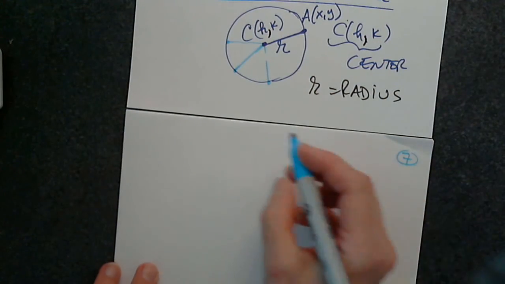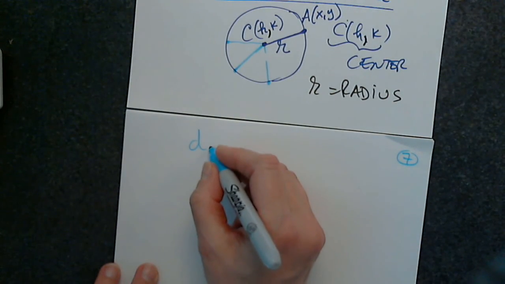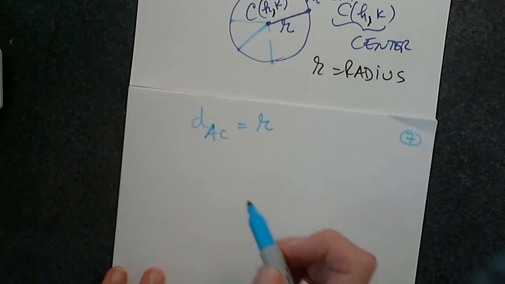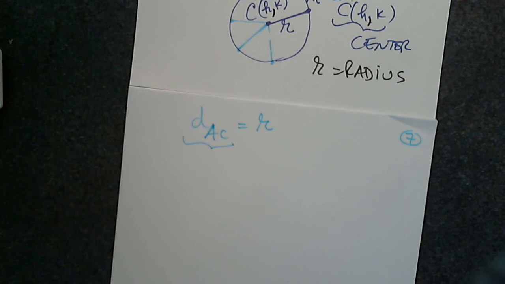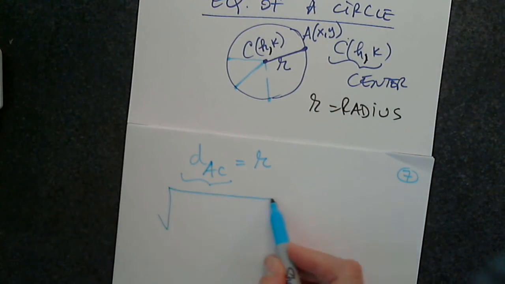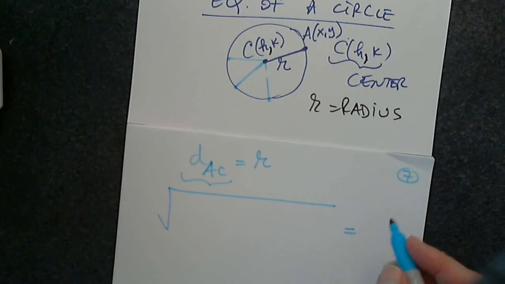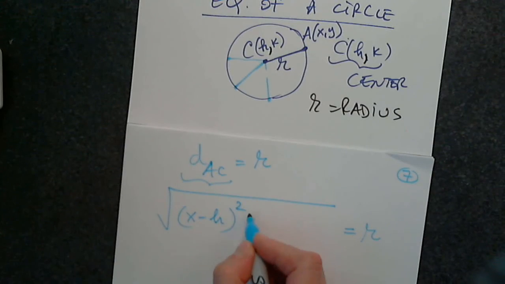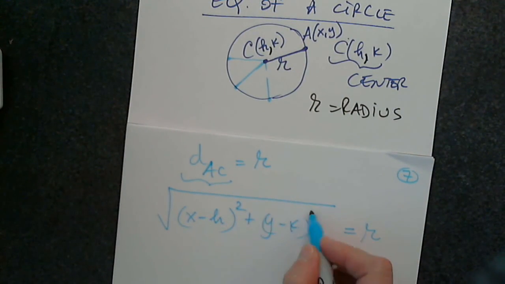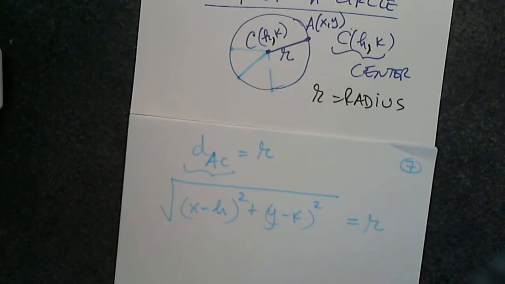Excellent. So I'm going to say that the distance AC equals the radius. But we have a formula that we just looked at for the distance between A and C. So can anyone give us that distance? And then on the other side, I'm going to write R. x minus h, everything squared. Awesome. Plus y minus k, everything squared. This is the equation of a circle.